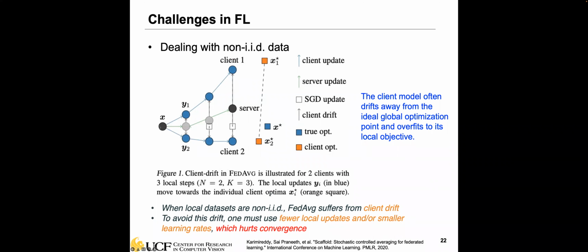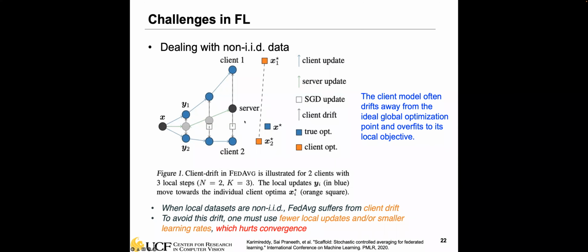If we look at client one, based on its local data, this is the model it converged to. And if you look at client two, this is the model client two converged to. So these green and orange squares are the client optima based on their local data. They converged to these two local optima.